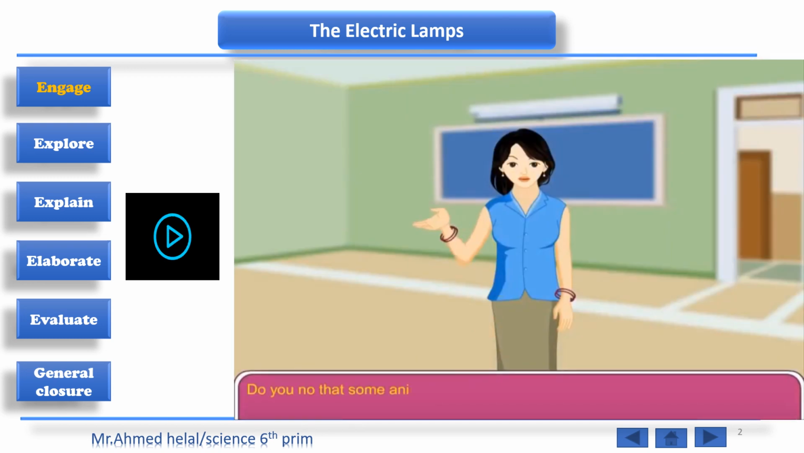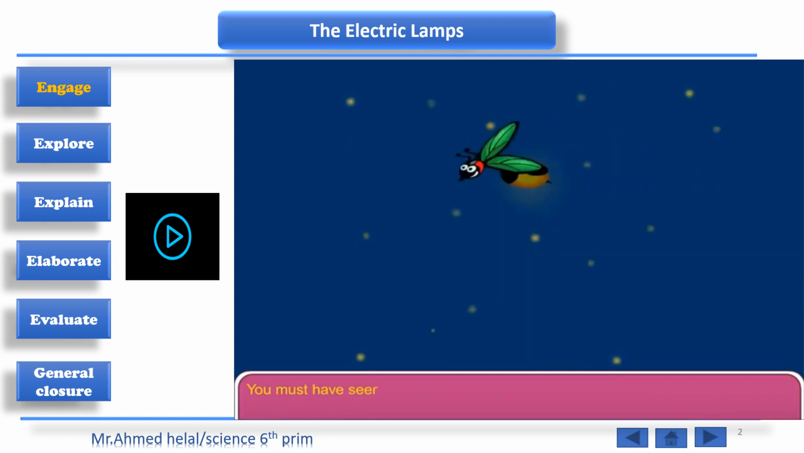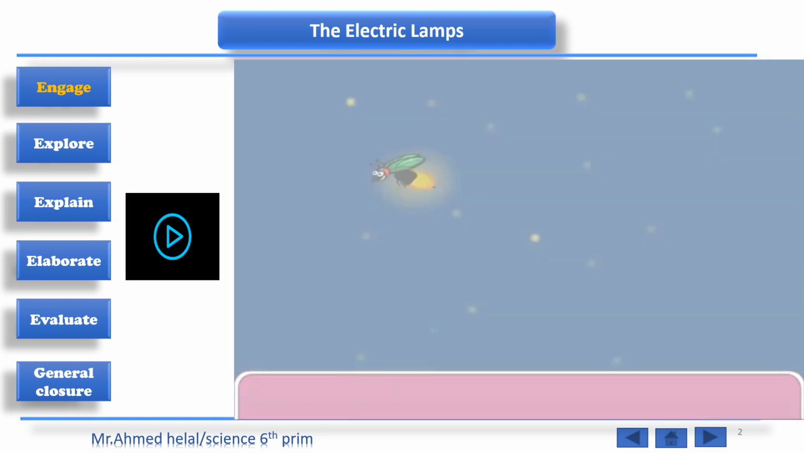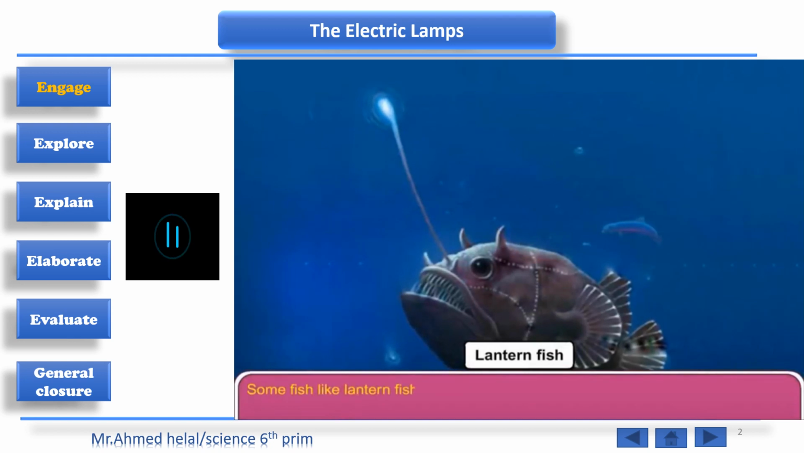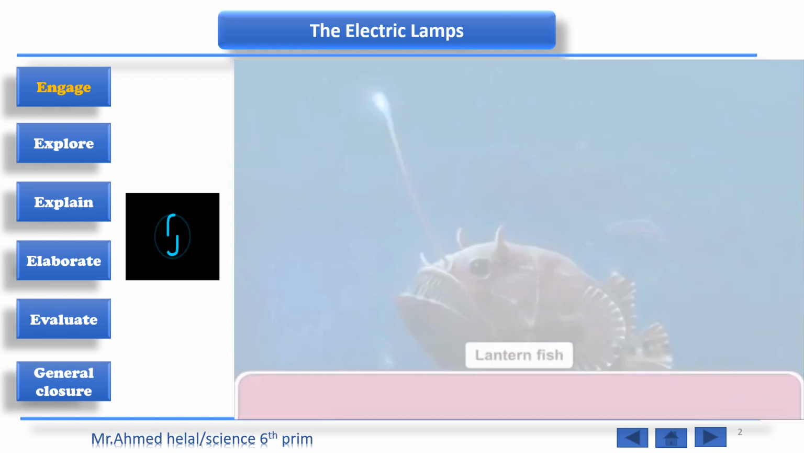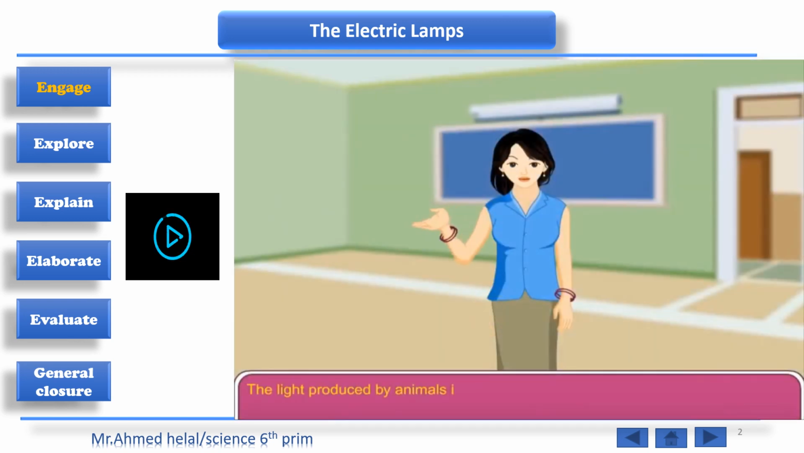Do you know that some animals can also produce light? You must have seen a firefly or jugnu that produces light at night. Some fish like lanternfish that live deep in the oceans can also produce light. The light produced by animals is called living light or bioluminescence.